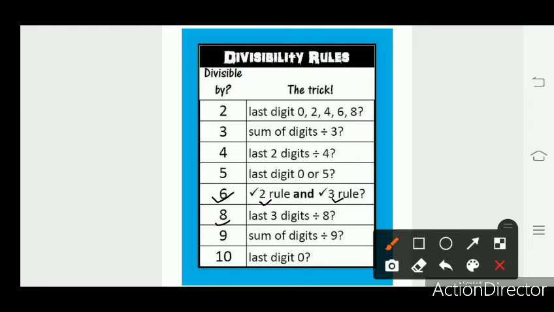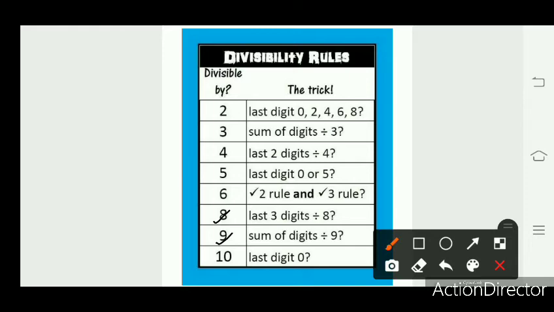Now 8. If the last 3 digits are divisible by 8, it means the digits in the hundreds place, tens place and ones place form a number. If this number is divisible by 8, then the whole number is divisible by 8. Now 9.